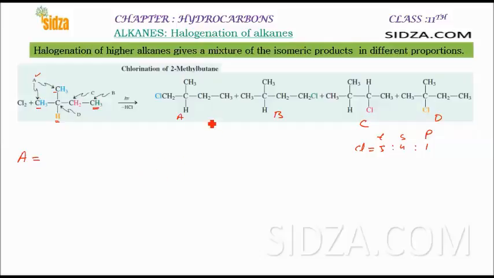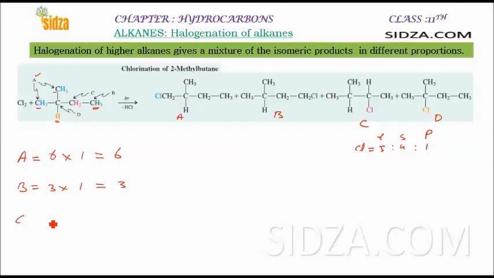So what will be the percentage of A? You have 6 primary hydrogen atoms in there. The number of hydrogen atoms is 6, and the reactivity of the primary is 1. So it's 6 into 1 is 6. What is the percentage of B then? B here, you can see this is a primary one, and this is another primary one. There are 3 hydrogen atoms into 1. Reactivity is 1, so it is 3.